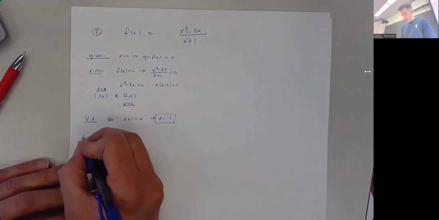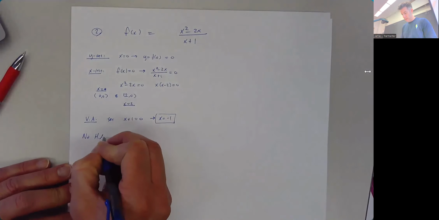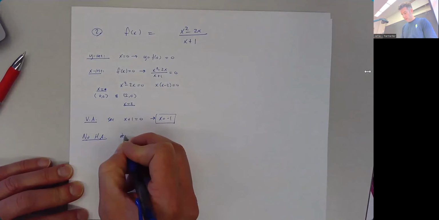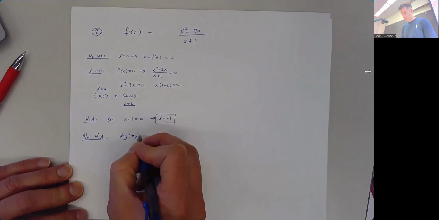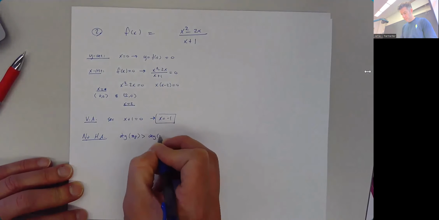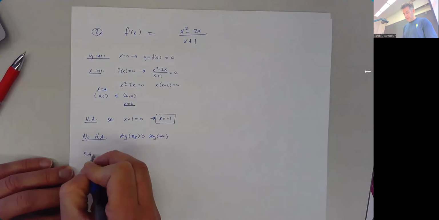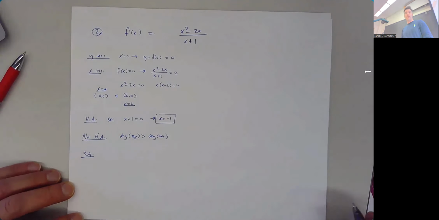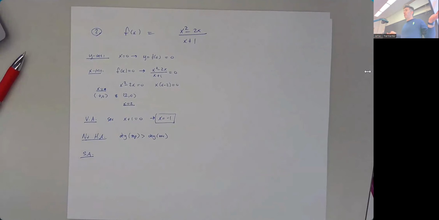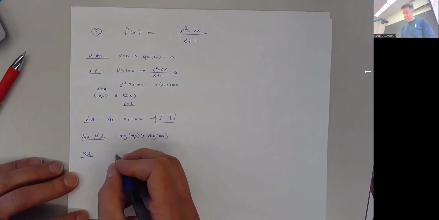Again, there is no horizontal asymptote because the degree on top is greater than the degree on the bottom. But there is a slant asymptote because the degree on top is exactly 1 larger than the degree on the bottom. Which makes sense if you think about it, right? When we do the polynomial division, if the degree on top is 1 larger, then the quotient is always going to be a line, just something times x plus a constant. Let's do the division.